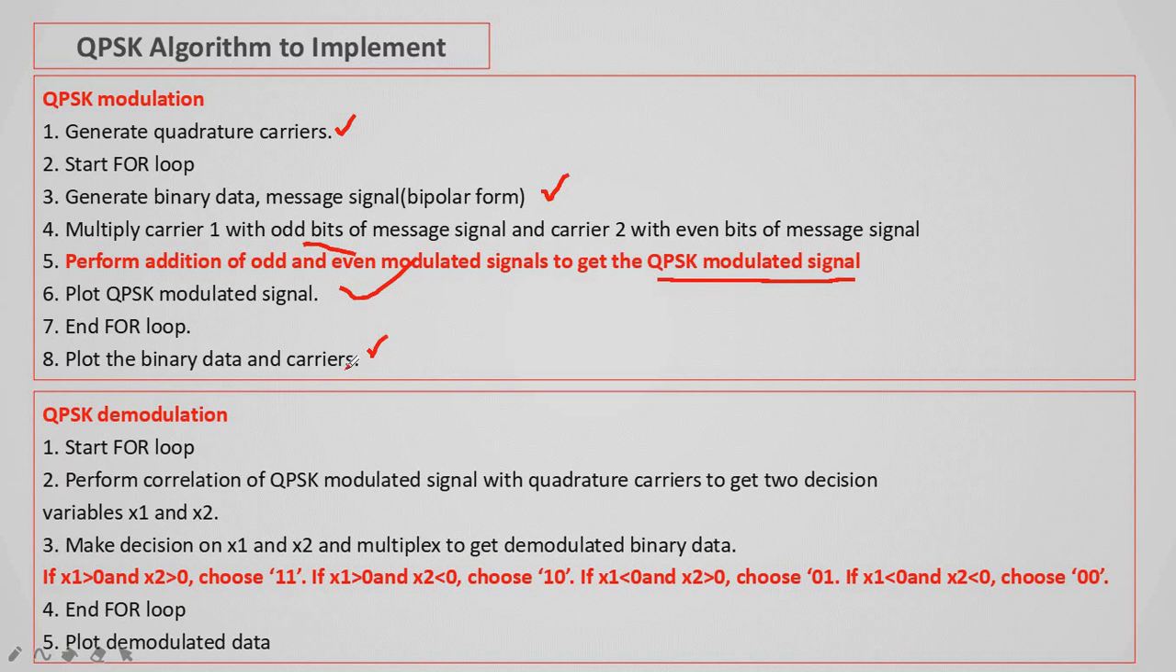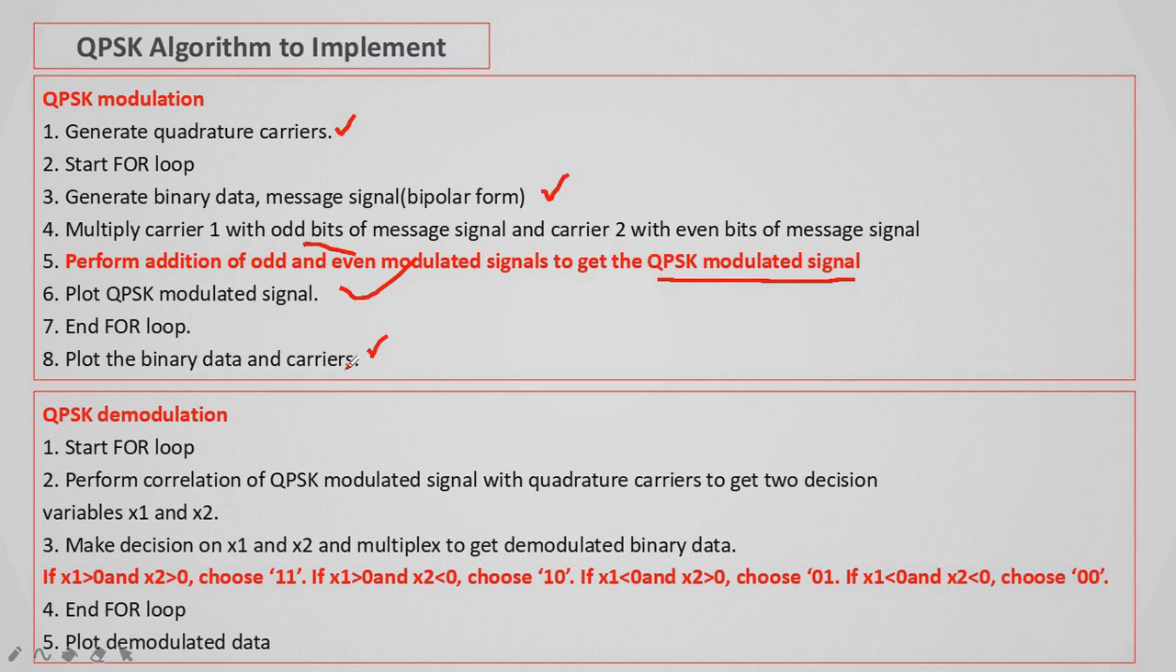Now perform the correlation of QPSK with the quadrature carrier with 2 decision levels. Yes, there are 2 decision levels with variables x1 and x2. As I have told, if x1 is greater than lambda 1, that means binary bit 1. If x2 is greater than lambda 2, binary bit 1. If it is less, then binary bit 0. And at the end, you have to make a decision.